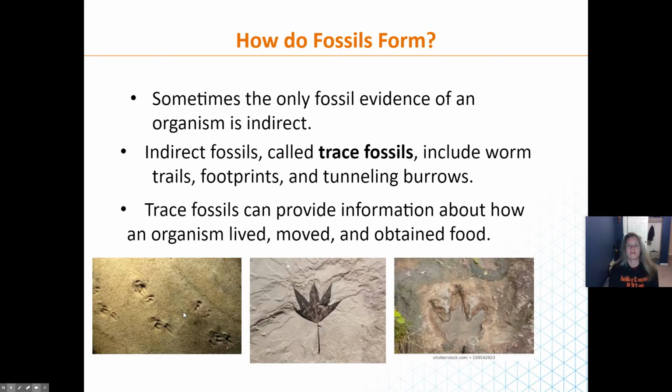Trace fossils mean that the organism isn't actually there at all, but we see a trace of it. So the footprints on the left, the footprint on the right, which is a dinosaur footprint, and then the leaf imprint in the middle. And you guys will see, I don't have any footprints. That would be cool for fossils, but I do have a leaf imprint. The leaf is no longer there, but it left a trace. It actually left a carbon print of the leaf.